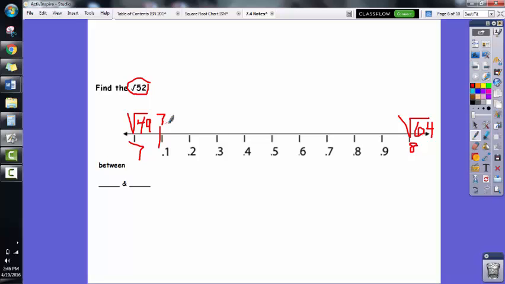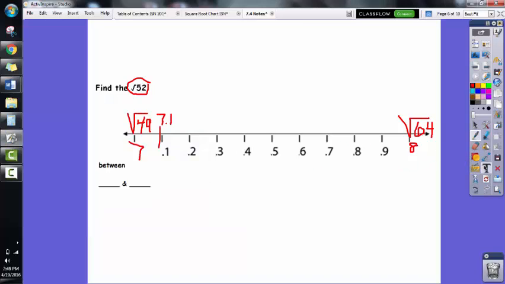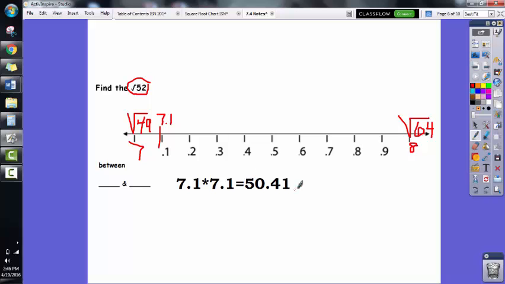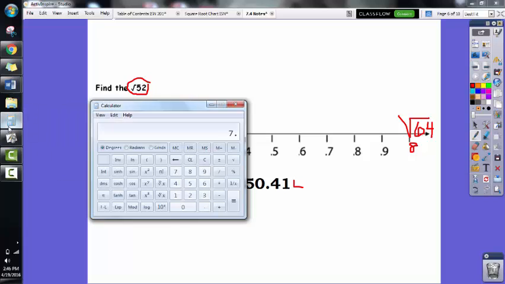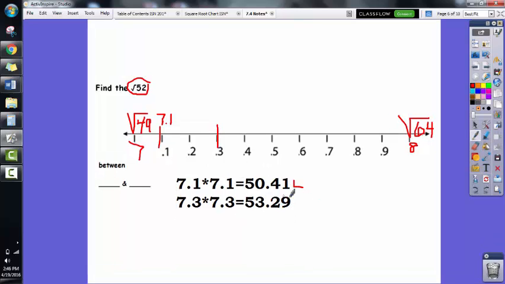So I am going to try maybe right here, 7.1. So I'll try 7.1 times 7.1, and that's 50.41. I'm going to record my work. 7.1 times 7.1 is 50.41. Okay, that was a little bit too low. So now I'm going to try something a little higher, maybe 7.3. 7.3 times 7.3, 53.29. So 7.3 times 7.3 is 53.29. That was a little bit too high.